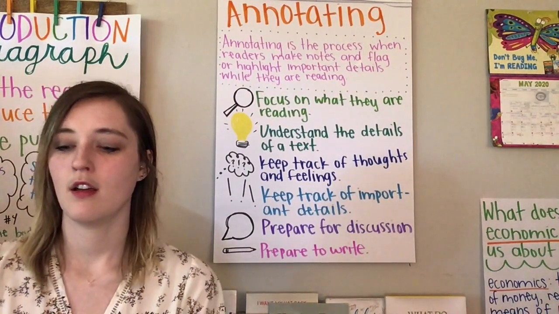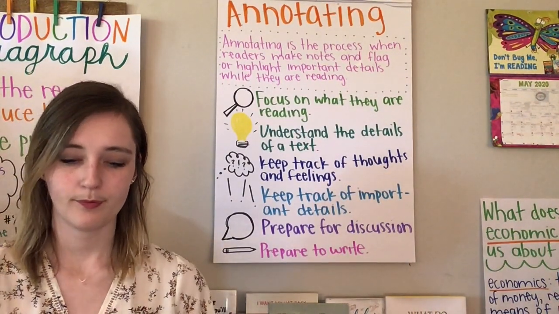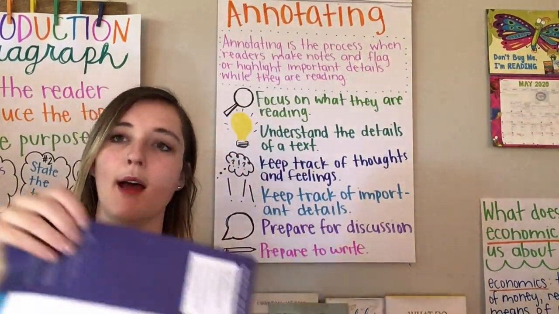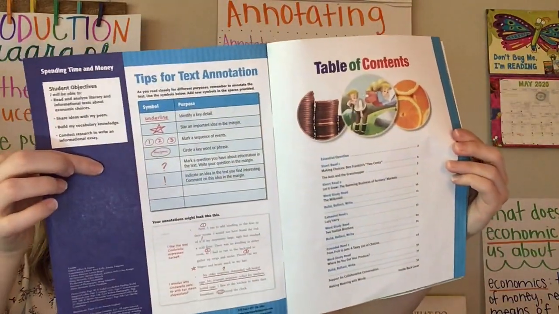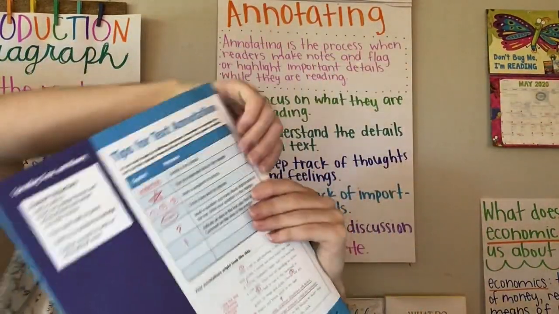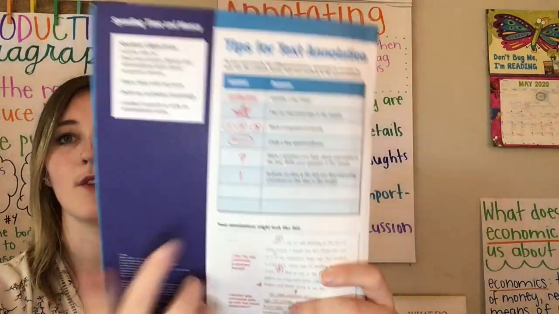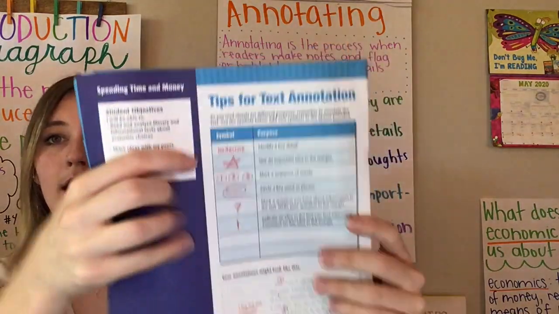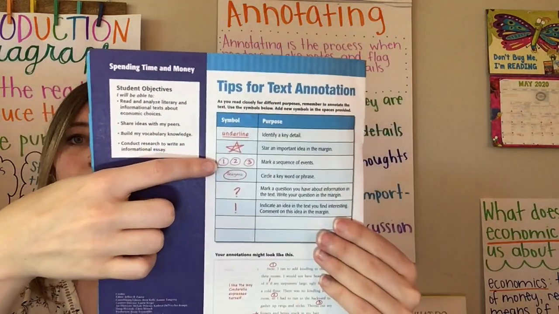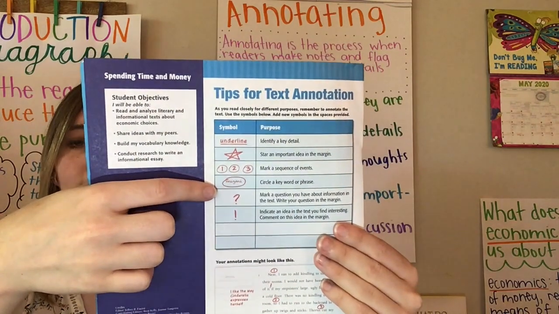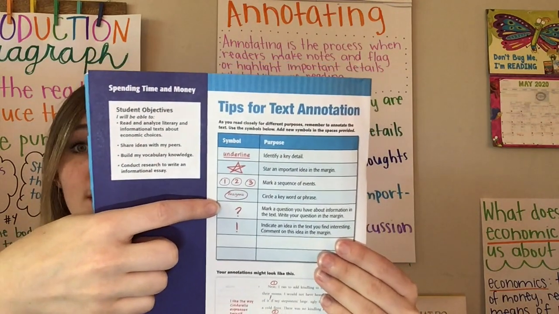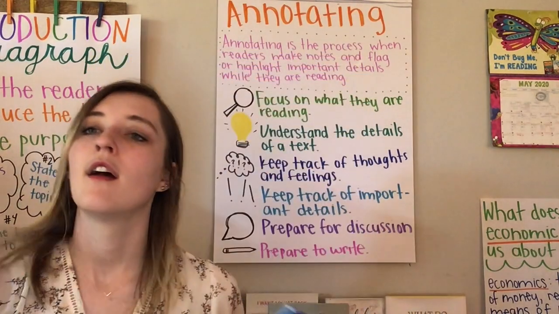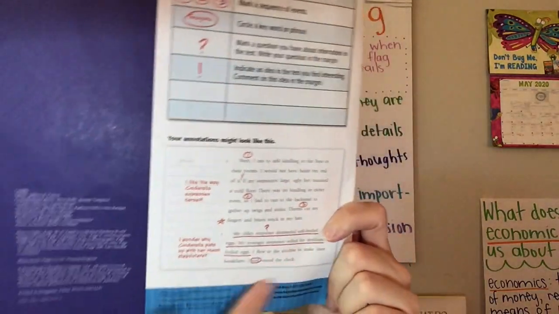In your spending time and money reader, on the very first page, if you open up, there's a table of contents and there's tips for annotating right here. These are the different types of annotations that you can do to pull out the information. So you can underline key details, you can star the main idea, you can mark a sequence of events, you can circle unfamiliar words, you can use a question mark to ask questions, and you can use an exclamation point to mark things that are interesting. And here's kind of an example down here.